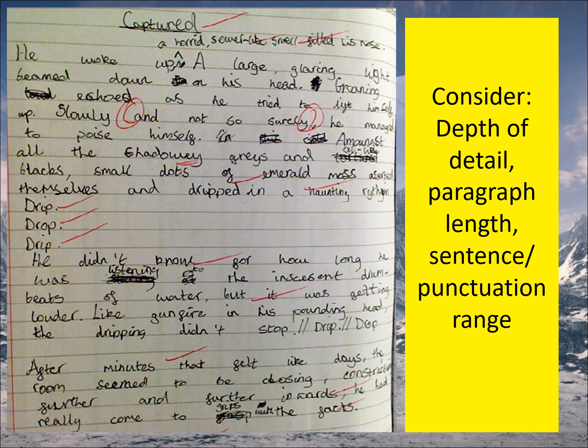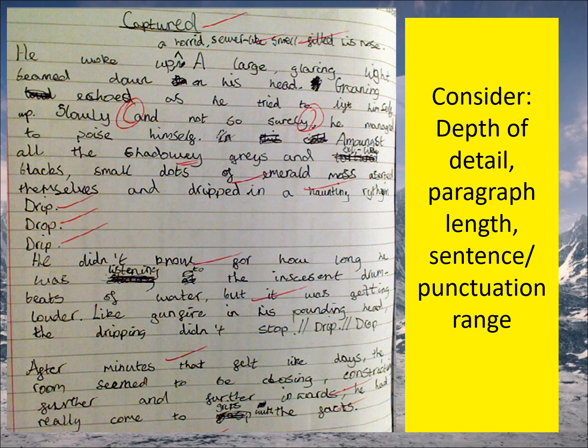Here's an example then from last year's work. In this case, the student was given the title captured, and you can see there that brackets should have been added, highlighted in red. They've used short, sharp sentences for drip, drop, drip, which is quite powerful in the center there. And you can see they've got a lot of ticks in terms of their characterization and building up their story using connectives such as time connectives such as after minutes that felt like days.